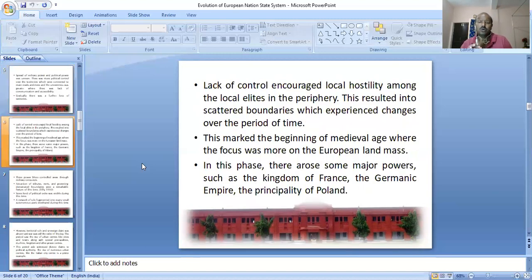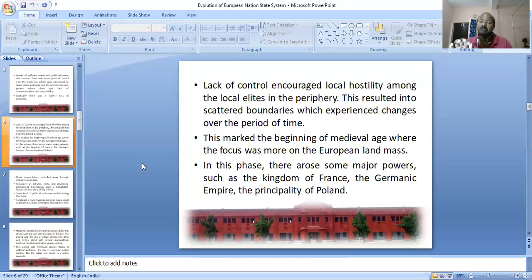So lack of control encouraged local hostility among the local elites in the periphery. And this resulted in scattered boundaries which experienced changes over a period of time. And this actually marked the beginning of the medieval age, where the focus was more on the European land mass. In this phase, there arose some major powers. Friends, these powers were very, very significant at that point of time. For example, the Kingdom of France, the Germanic Empire, the Principality of Poland.